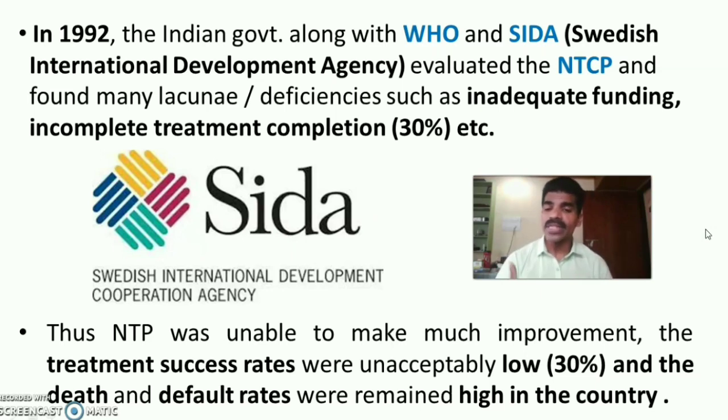In India, the treatment success rates were unacceptably low, that is, nearly 30% only. Complete treatment for TB patients was only 30%, which was very low. And both the deaths and the discontinuing of treatment, that is, tuberculosis patients tried to discontinue in between the course of treatment, so the default rate remained high. It was very high in our country.